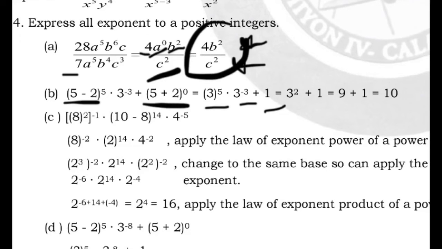Then applying the laws of exponents, 3 to the power of 5 times 3 to the power of negative 3, you're going to copy the base 3 and add the exponents. So 5 plus negative 3 is 2. So you have here 3 squared. Then plus 1. 3 squared is 9. Then 9 plus 1 equals 10.